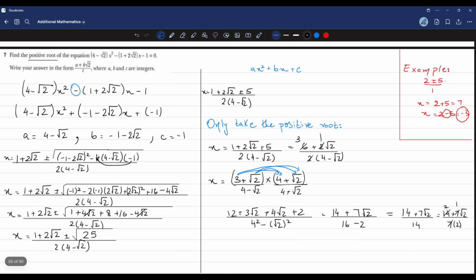So I would get our answer for x is equal to 2 plus under root 2 divided by 2. And that's it. This is your answer for question number 7.